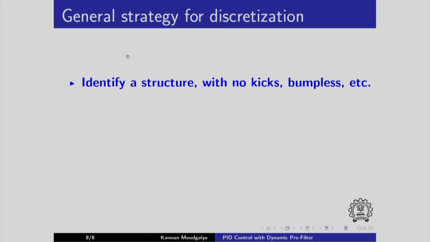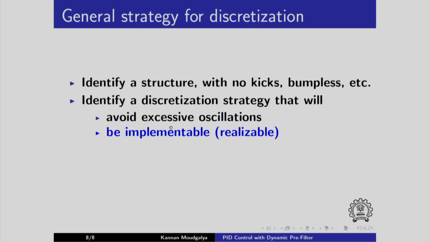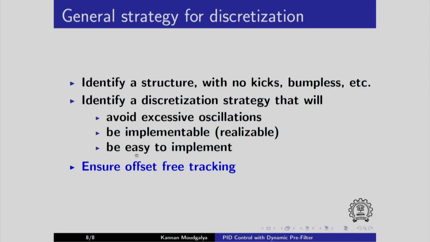Let us conclude this presentation with a general strategy for discretization. We identify a structure with no kicks, it is bumpless, etc. Identify a discretization strategy that will avoid excessive oscillations, be implementable or realizable, and be easy to implement. Finally, it should ensure offset free tracking.